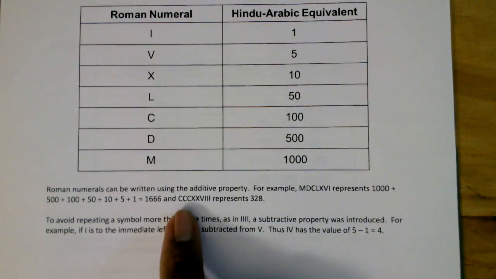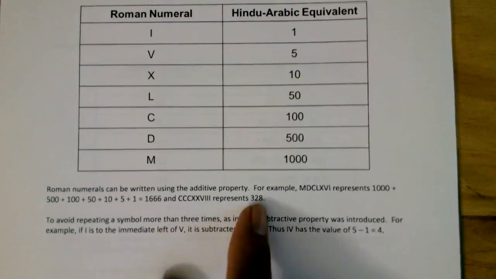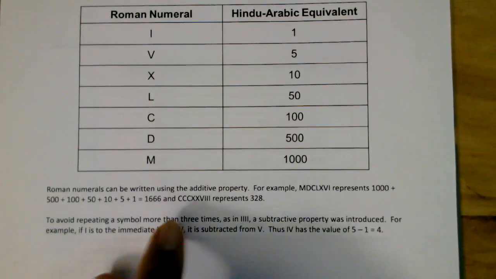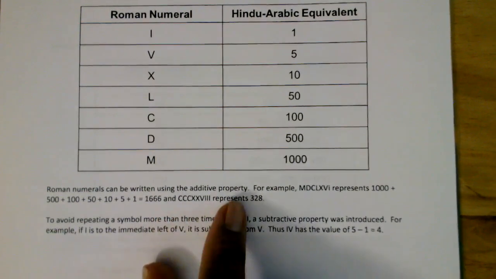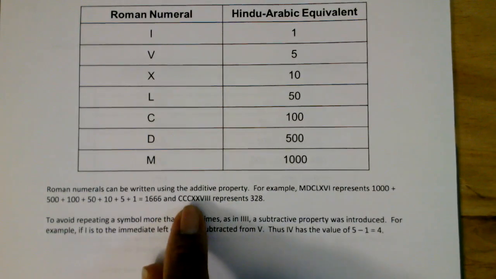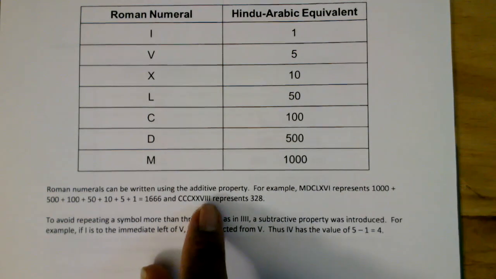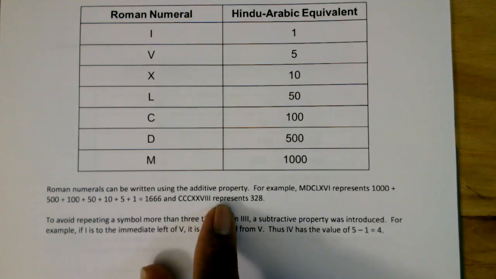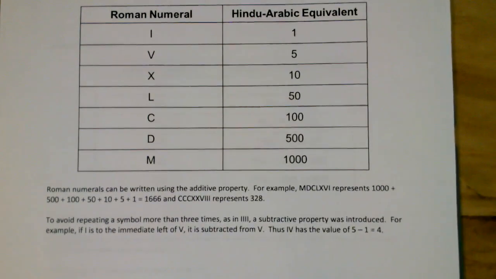Also, if I have CCCXXVIII, that's going to represent 328 because each C represents 100. So 3 of them would be 300. 2 X's, each represents 10, that would be 20. And then V is going to be 5 plus 3 of the I's, each representing 1. So 5 plus 3 will be 8. So that Roman numeral will be 328 in the Hindu-Arabic system.